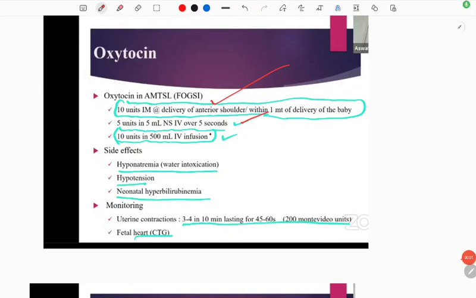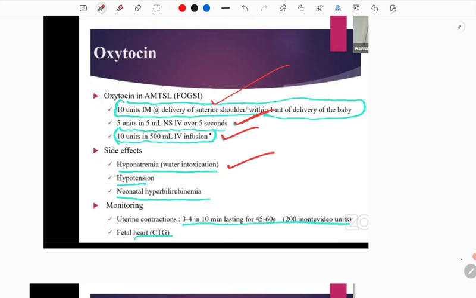Oxytocin. Okay, we have left from oxytocin. Oxytocin can be used in active management of the third stage of labor: 10 units intramuscular at delivery of the anterior shoulder, within 1 minute of delivery of the baby, and you can add 5 ml over 5 seconds. 10 units IV in a 500 ml IV infusion.